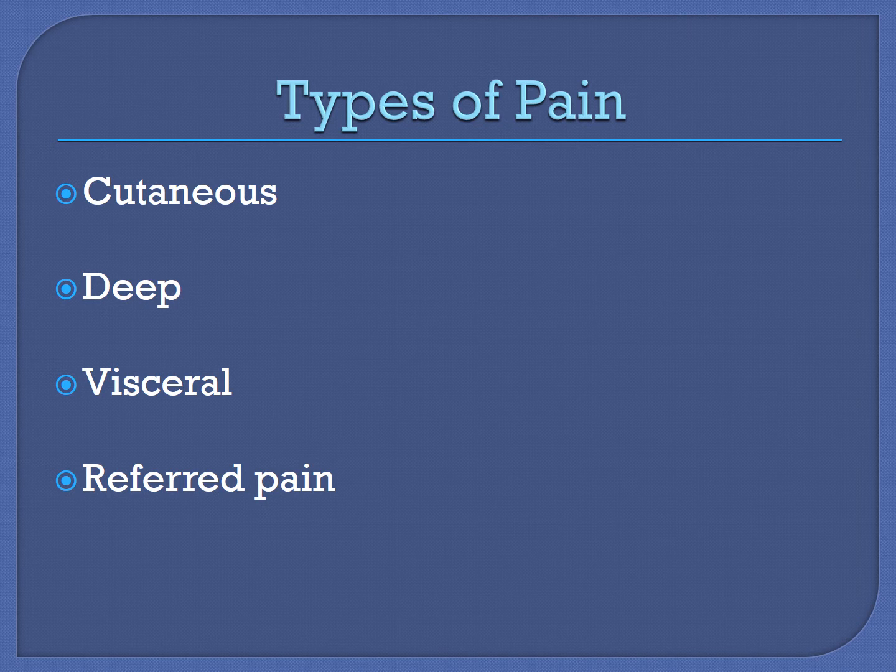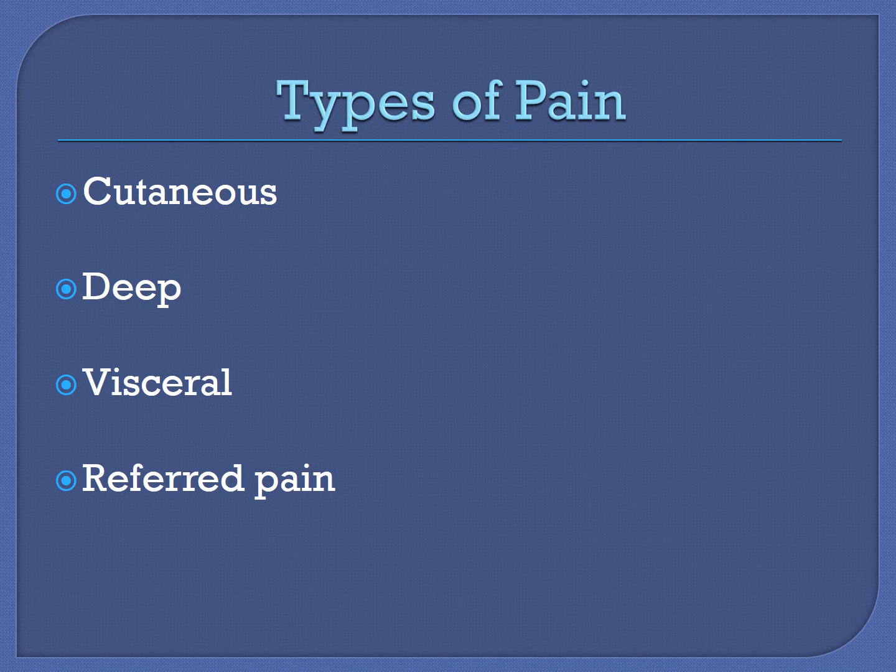Visceral pain is usually that which goes along with a lack of blood flow. So your ischemic type pains, such as what goes along with a myocardial infarction, those people who describe a pressure, pulling type sensation would be experiencing some visceral pain.